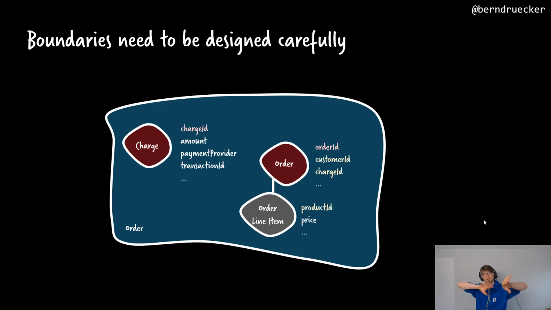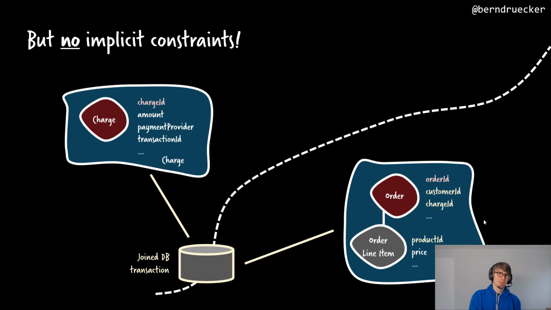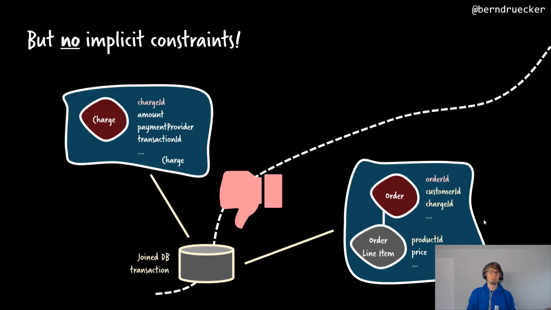But if you have charge and order in different microservices and different aggregates, they can't do a joint transaction, right? This is what you should never do. I see that happening regularly. You should not. For a lot of reasons. It's not isolated. It's an implicit constraint. So you might change something here, which breaks code over there without you knowing it, and so on and so forth.